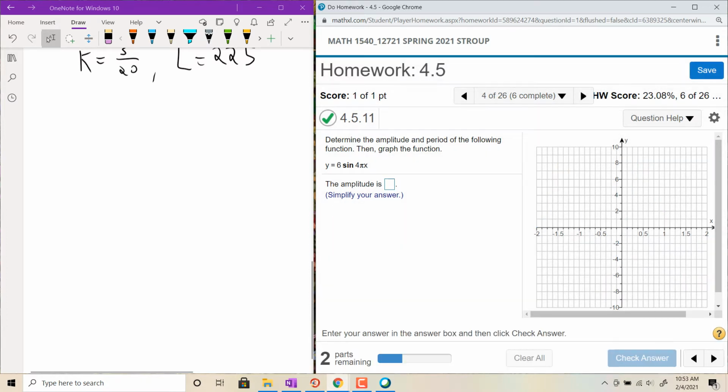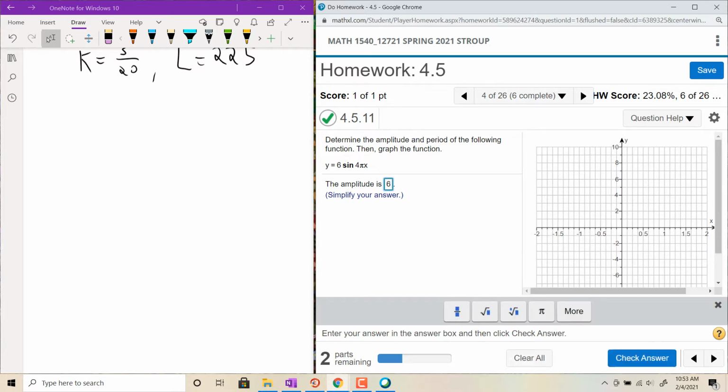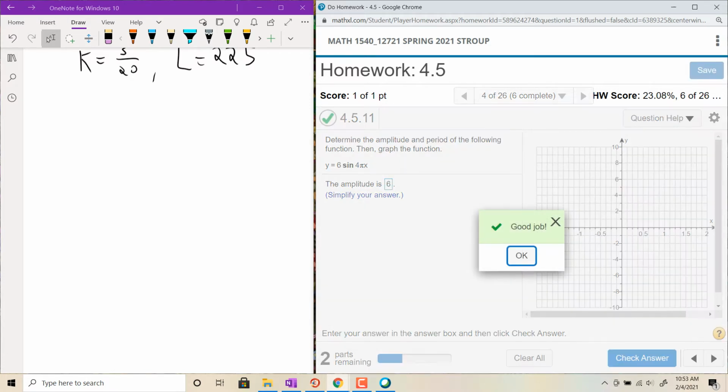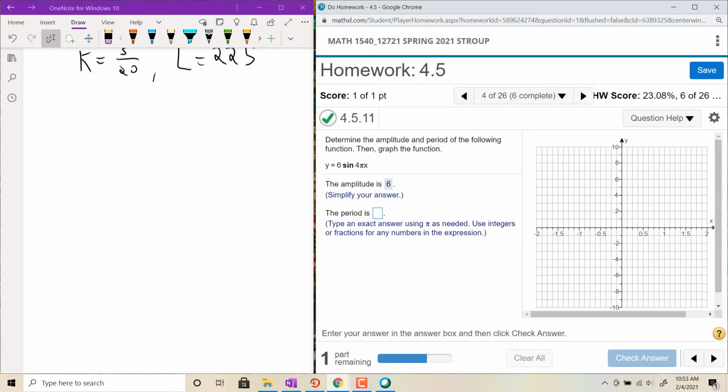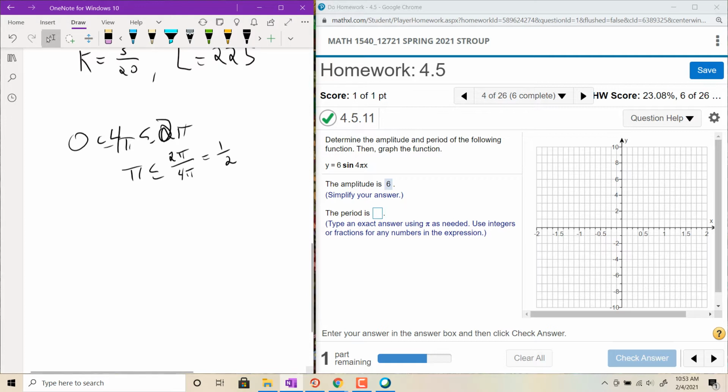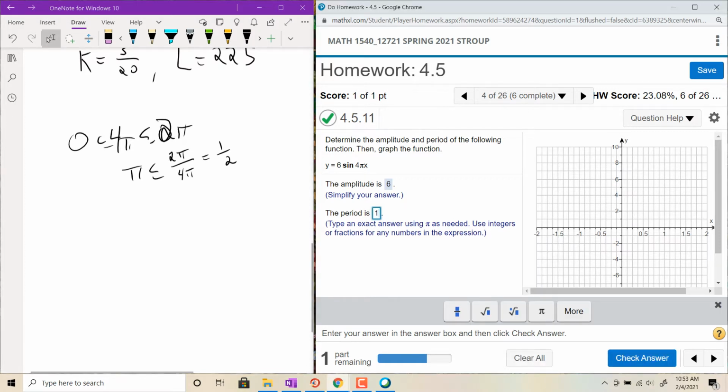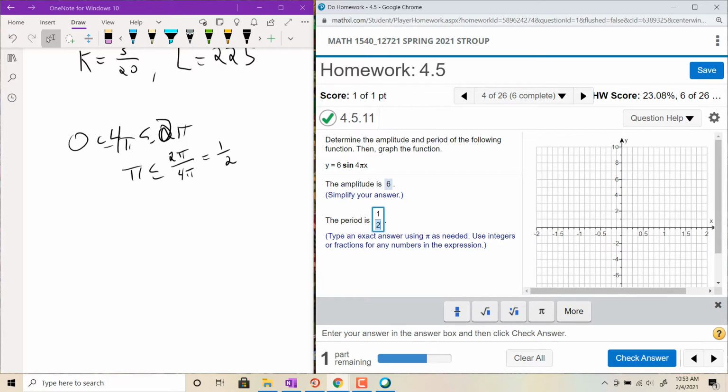Similar. So this time the amplitude, A value, is just 6. I could read that off there. Check. Yay. The period, so you're taking 4 pi and putting it in between 2 pi and 0. Divide out by 4 pi. And what are we getting? 2 pi over 4 pi, which is apparently 1/2. So the period is 1/2, which is kind of weird.